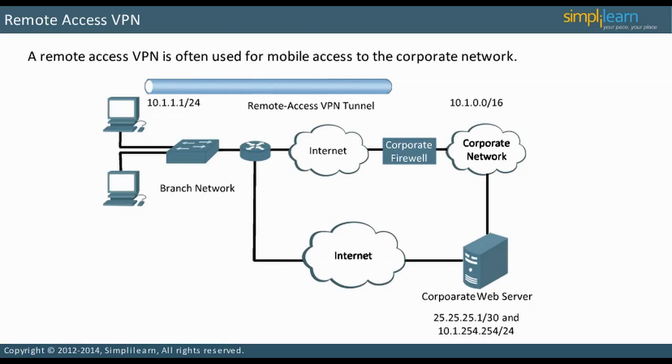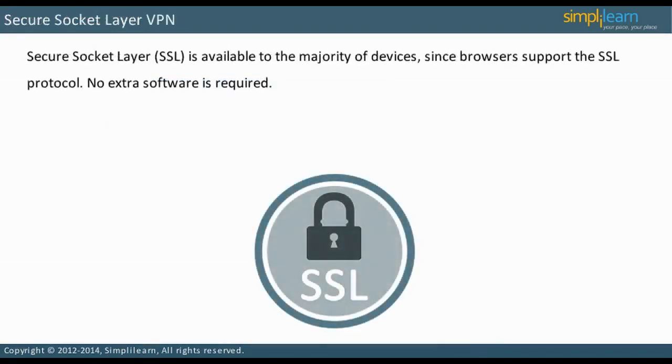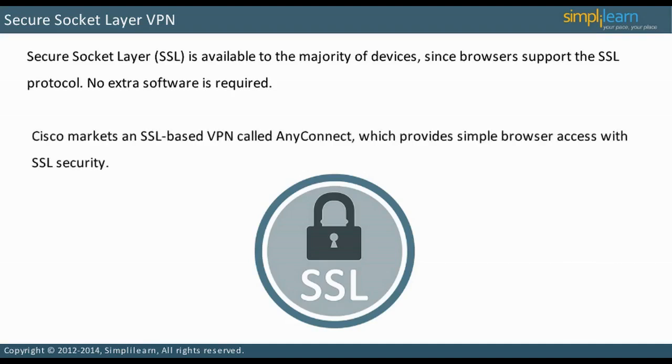Now we will look at the technology used to secure the VPN. Secure Socket Layer, SSL, is available to the majority of devices because browsers support the SSL protocol. No extra software is required. Cisco markets an SSL-based VPN called AnyConnect, which provides simple browser access with SSL security.